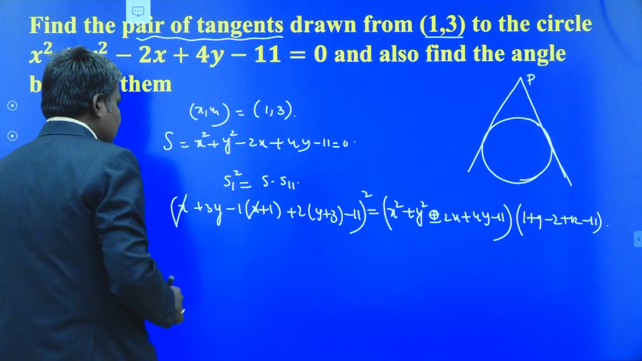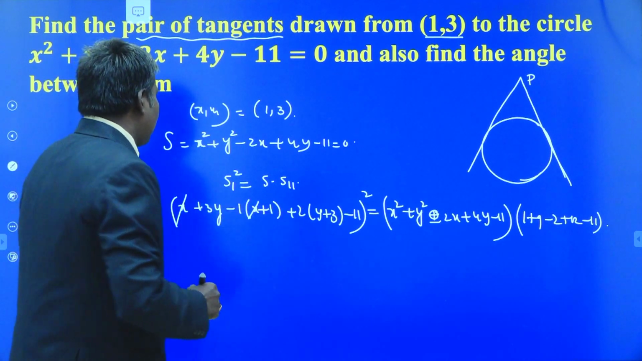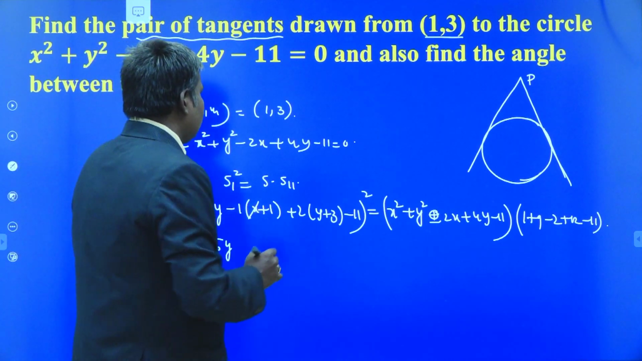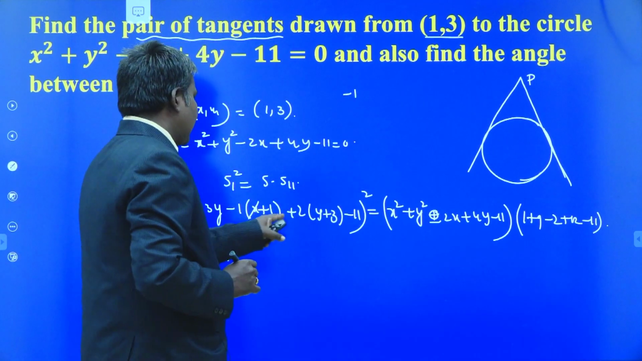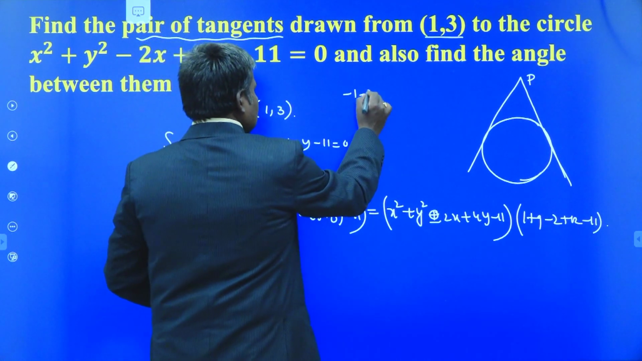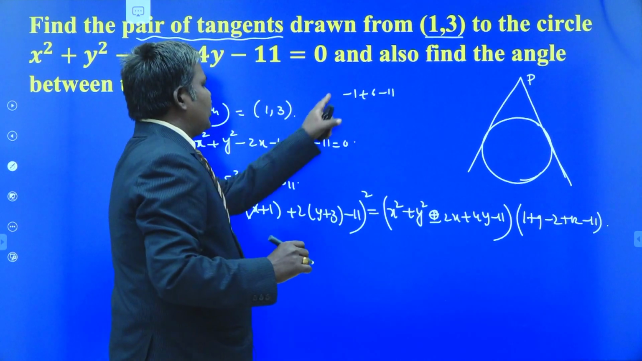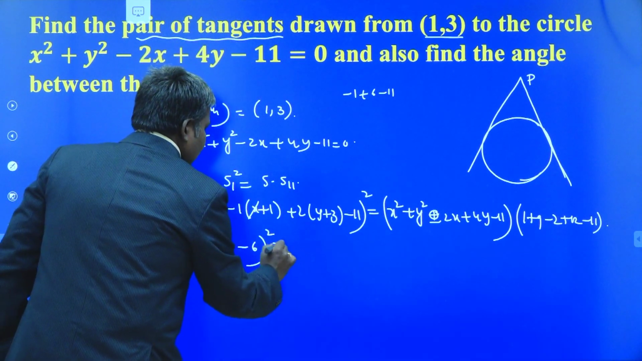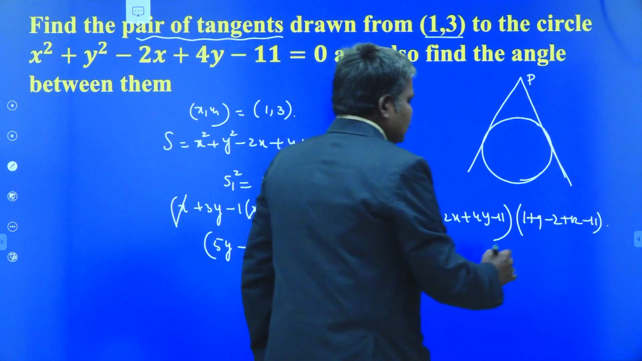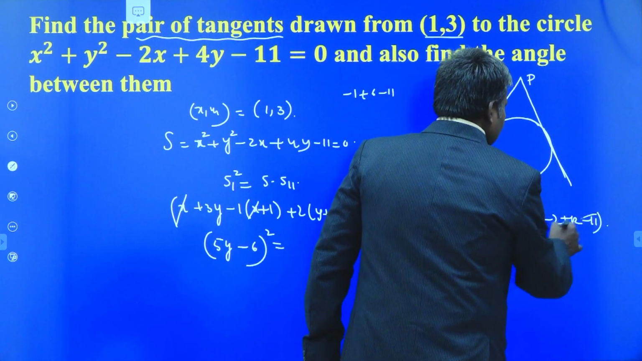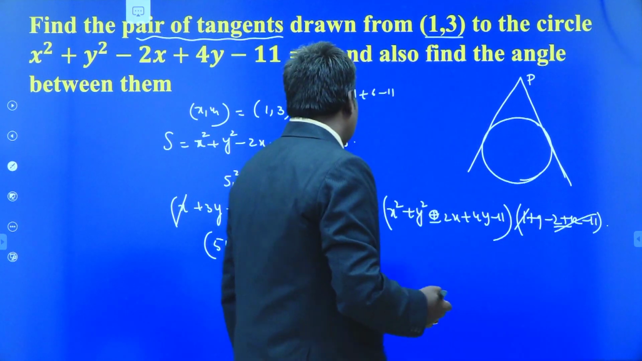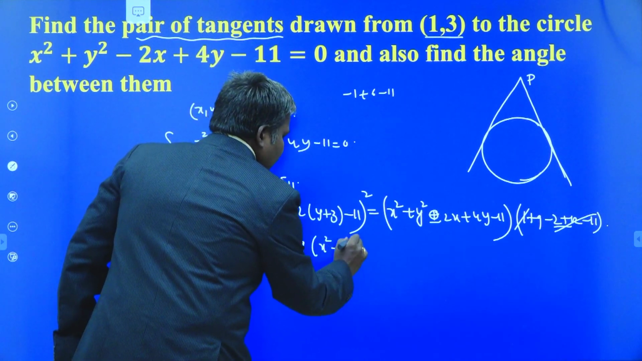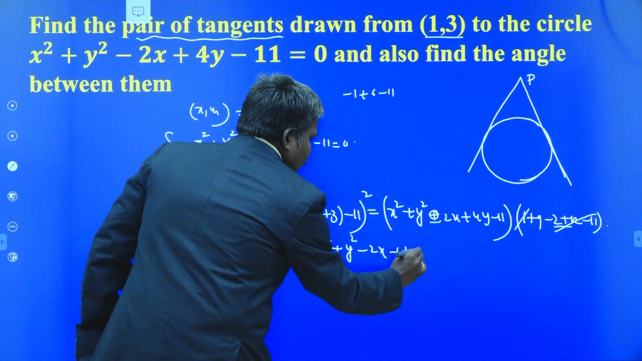Plus x minus x gets cancelled. 3y plus 2y, what is that value? 5y. Next, minus 1 plus 6 minus 11, that means minus 12 plus 6, minus 6 is there. 5y minus 6 whole square is equal to, this is up to 10, 10 minus 11 is minus 1. Minus 1 plus 1 gets cancelled. That is 9. 9 times of x square plus y square minus 2x plus 4y minus 11.